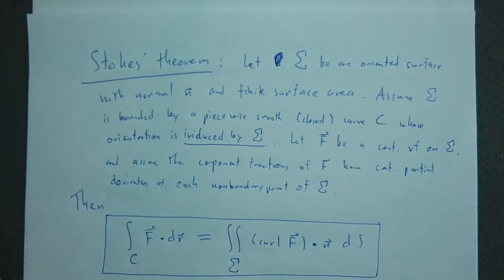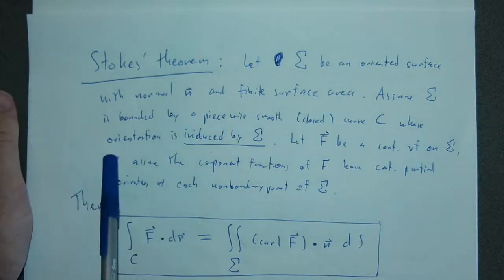So let sigma be an oriented surface with normal n and finite surface area. Assume sigma is bounded by a piecewise smooth closed curve C. So this is not just any surface. It's a surface that has a boundary. This boundary is going to be at least a piecewise smooth closed curve. And the orientation on this curve is going to be the one induced from sigma.